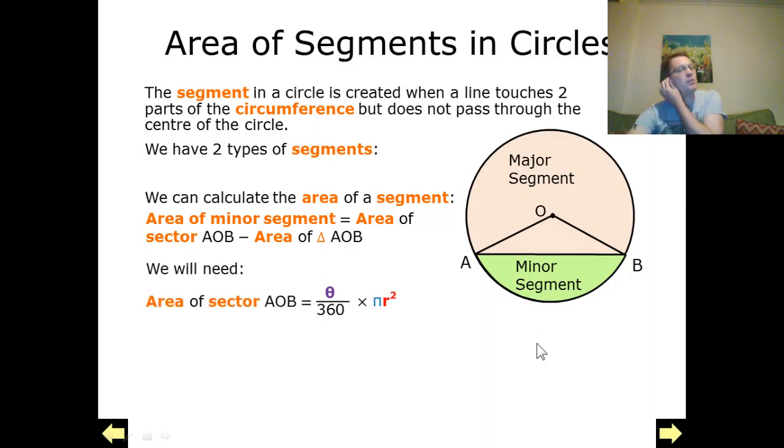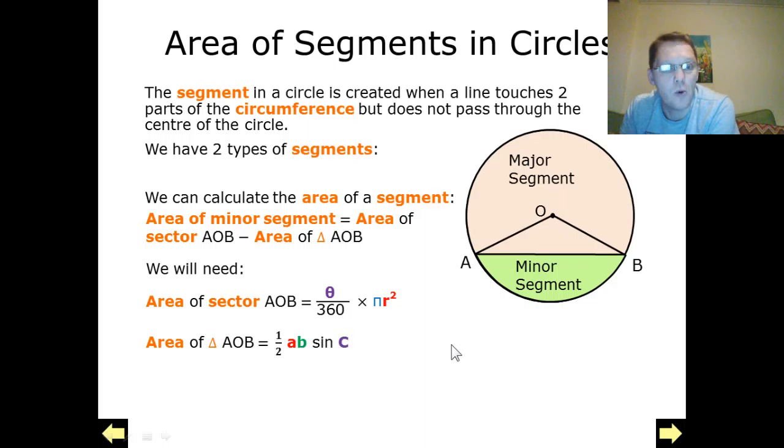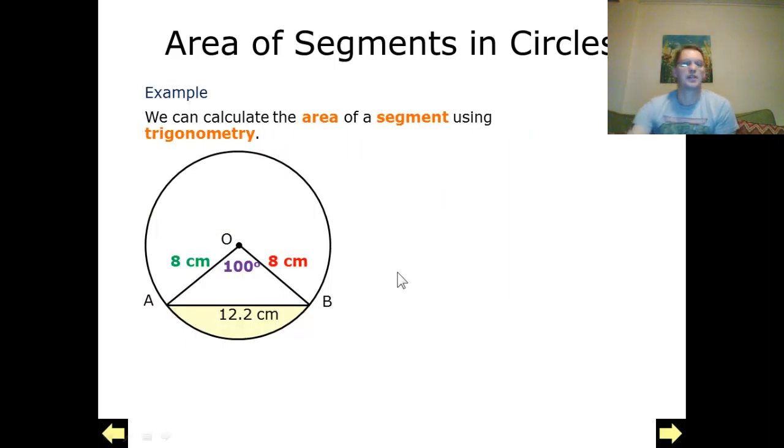So the formulas that we're going to need to do this is the area of a sector, which is our sector angle divided by 360 times pi r squared. And we're also going to need our area of a triangle using trigonometry, so half ab sine C. So I'm going to use an example for this.